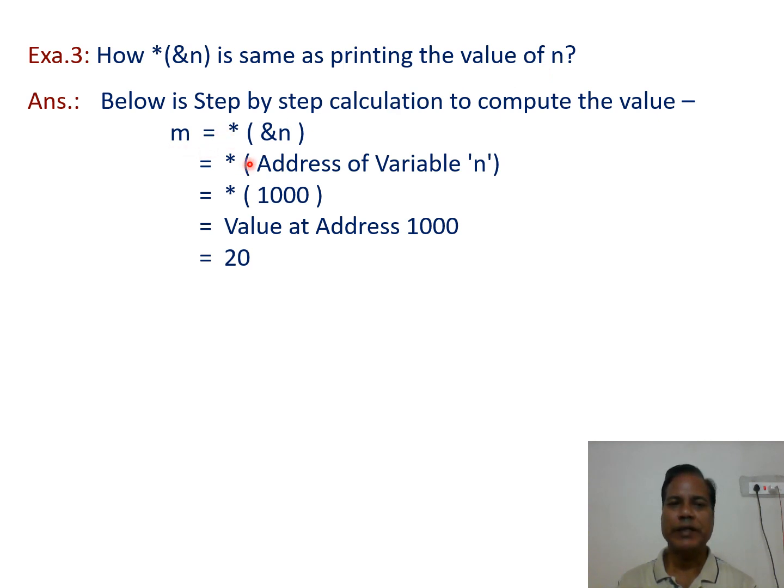m = *(&n). What is the meaning of &n? This is nothing but the address of the variable n. And suppose the address of the variable n is 1000. So what data is stored at this memory location, that is printed. So the value at address 1000 is equal to 20. So in this way, what is the meaning of this one, this is explained.